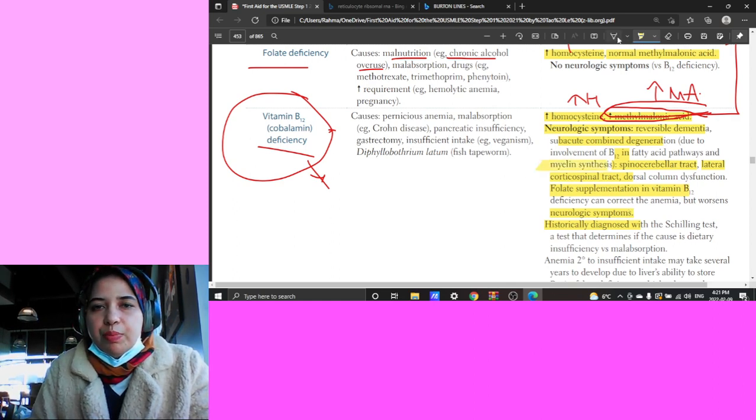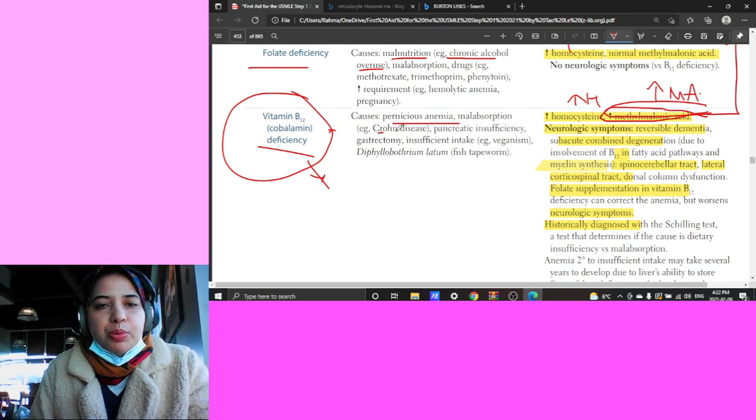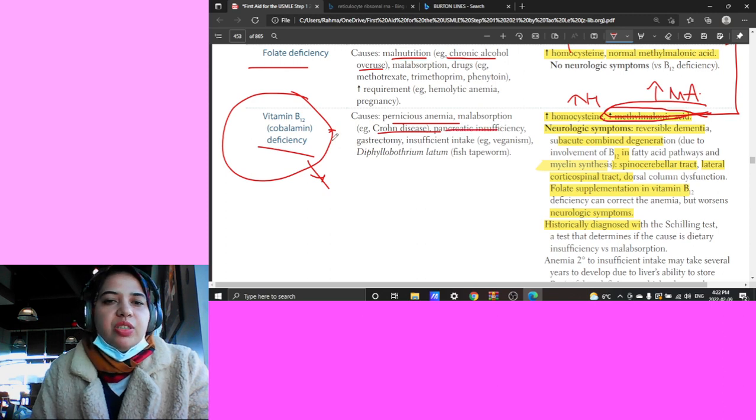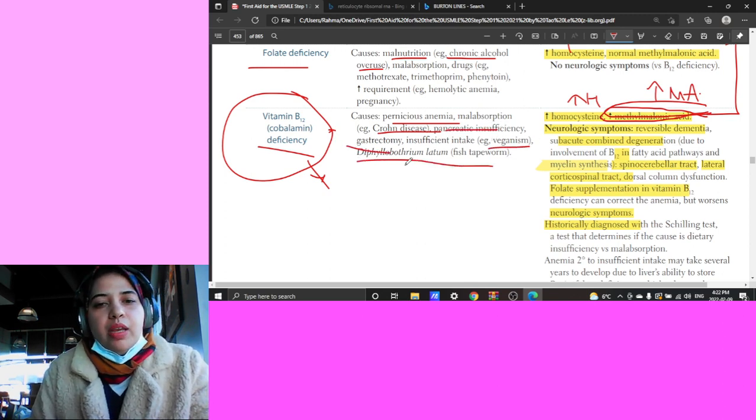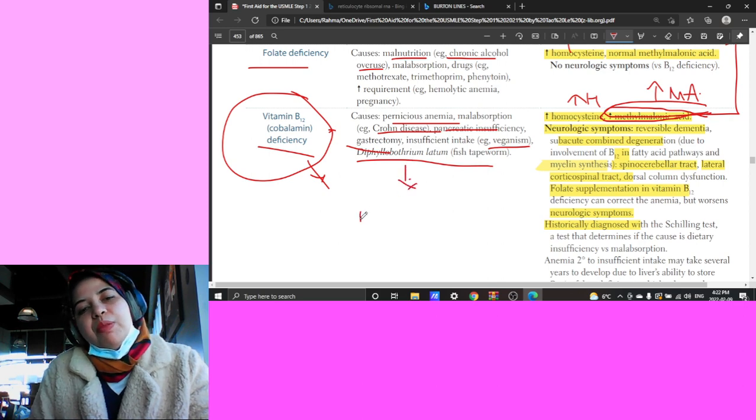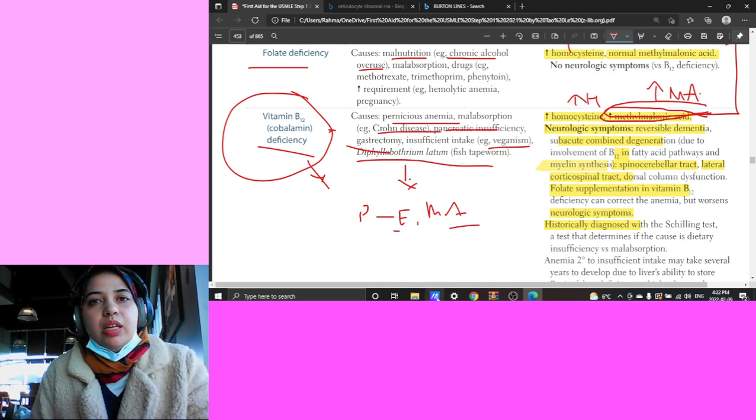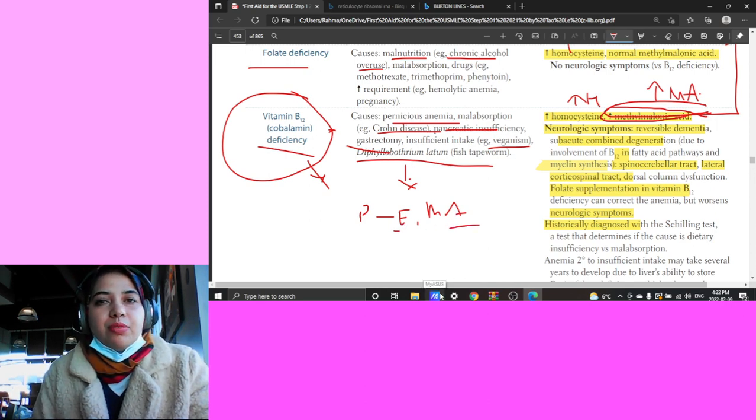What are the causes of vitamin B12 deficiency? You're going to have pernicious anemia. Remember, that is antibodies against the intrinsic factor, and this tends to happen in older women. Malabsorption, Crohn's disease, pancreatic insufficiency, gastrectomy, insufficient intake, like vegans, and parasites. Remember, you might have eosinophilia and megaloblastic anemia. If I tell you eosinophilia plus megaloblastic anemia, and a patient from some third world country, you're going to say B12 deficiency.